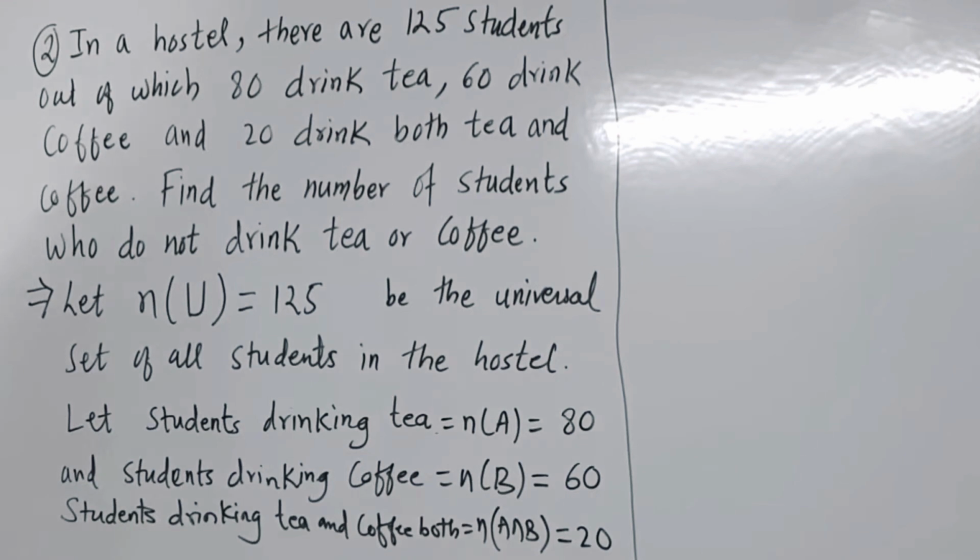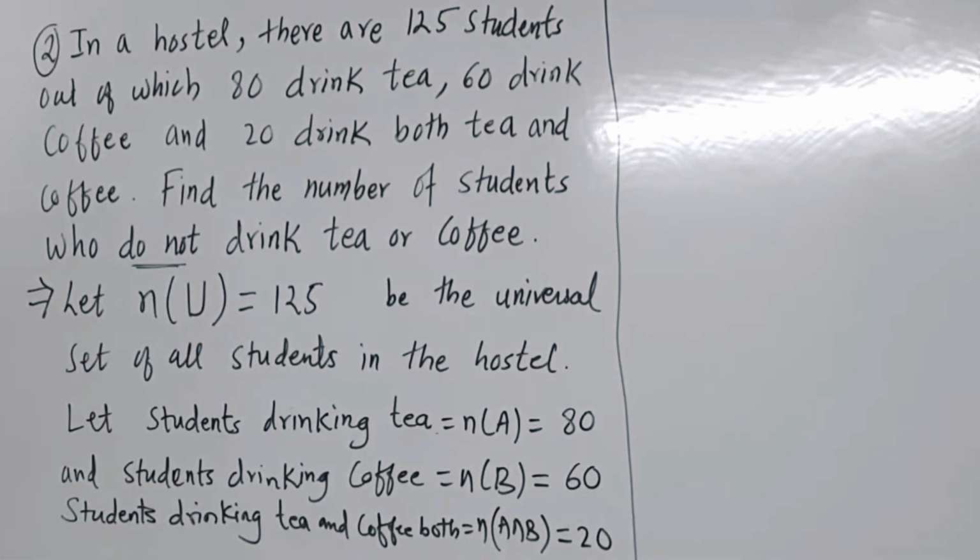Second example: in a hostel there are 125 students, out of which 80 drink tea, 60 drink coffee and 20 drink both tea and coffee. Find the number of students who do not drink tea or coffee.